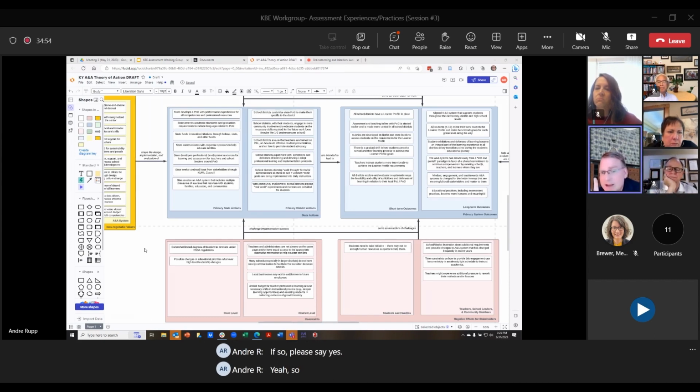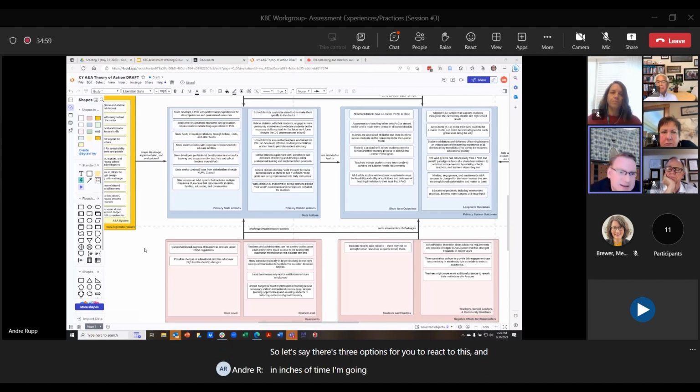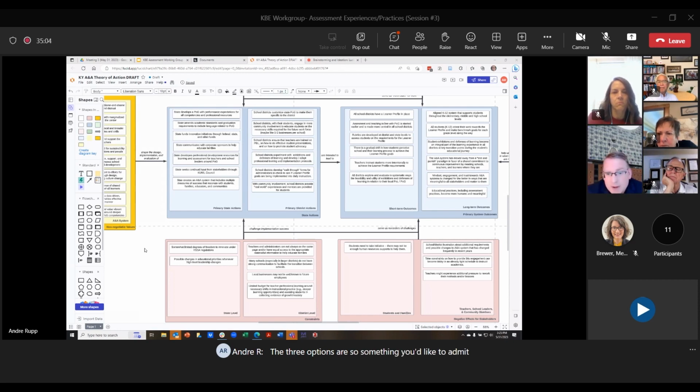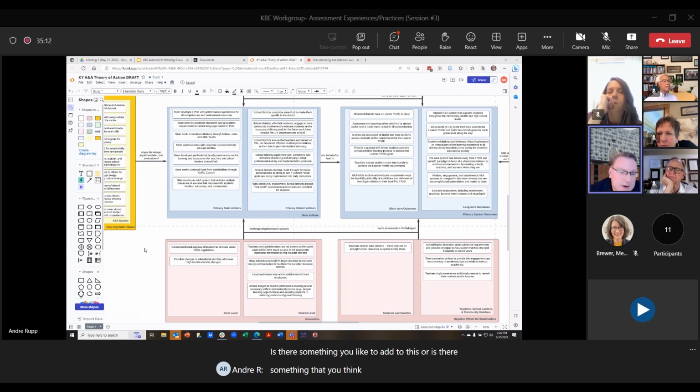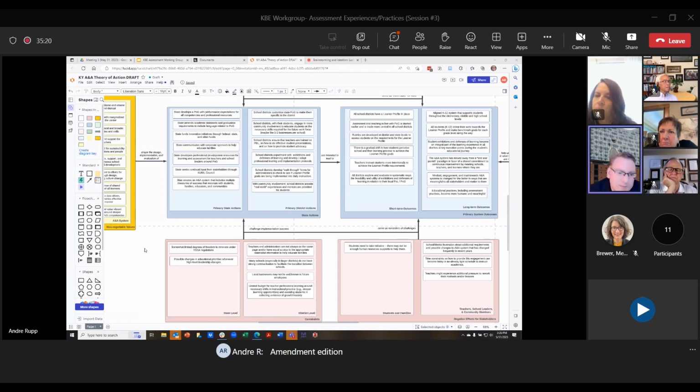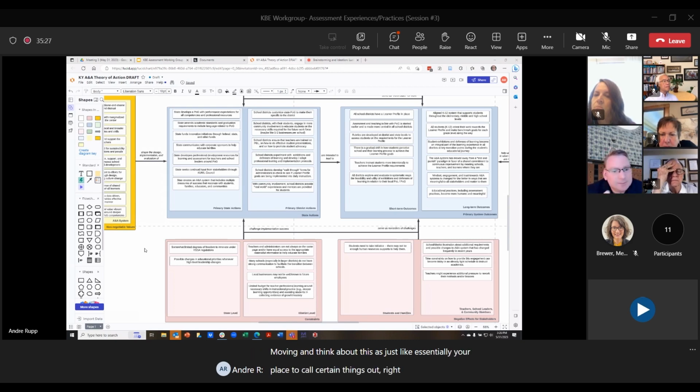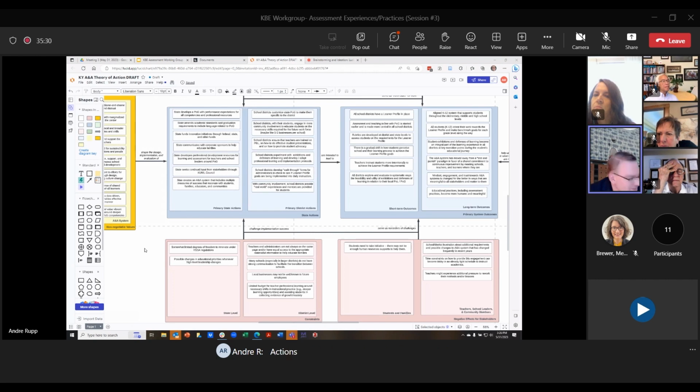So let's say there are 3 options for you to react to this, and in the interest of time, I'm going to constrain this a little bit. The 3 options are: is there something you'd like to amend? Is there something you'd like to add? Or is there something you think doesn't really belong there or needs to be moved to a different box? Amendment, addition, or deletion, moving. Think of this as your place to call certain things out: actions, outcomes.